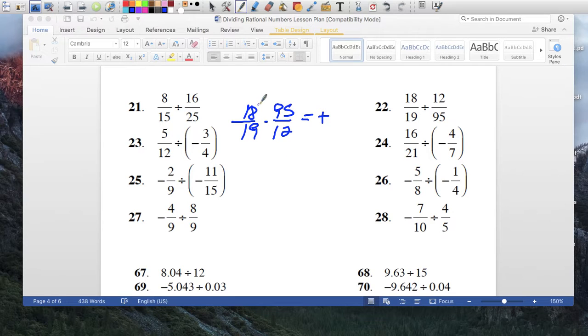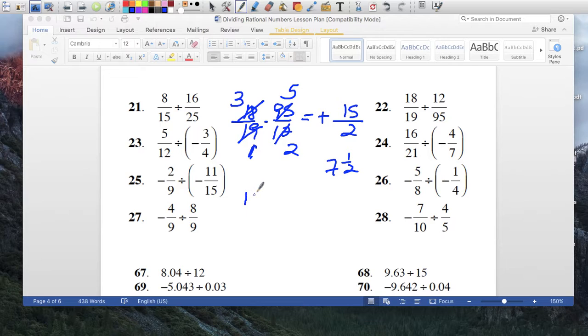I can simplify 18 and 12. I can divide 18 by 6, which is 3, and 12 by 6, which is 2. For 19 and 95, 19 divided by 19 is 1, and 95 divided by 19 is 5. I don't think there's anything else I can simplify. So 3 times 5 on top is 15, and 1 times 2 at the bottom is 2. 15 over 2, or 7.5.